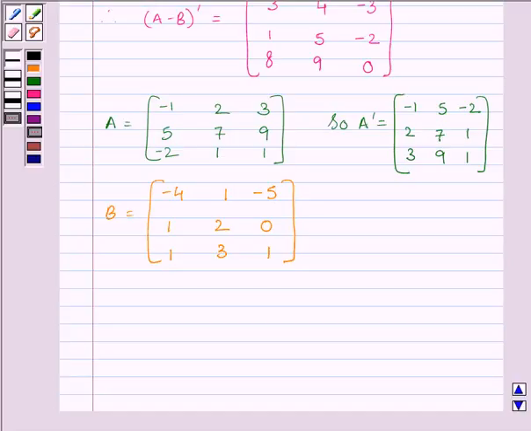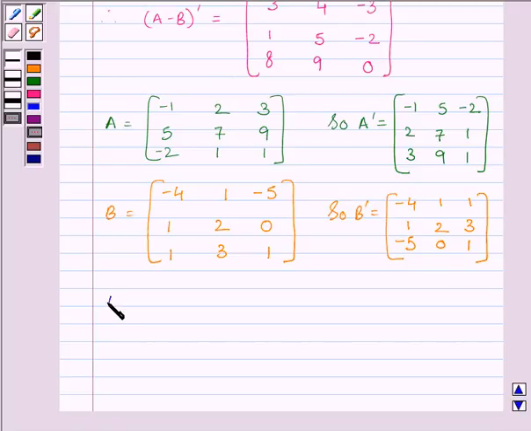Now B is equal to the matrix [-4, 1, -5; 1, 2, 0; 1, 3, 1]. So B transpose is obtained as follows. Here, the first row of B has changed into the first column of B transpose, the second row of B has changed into the second column of B transpose, and the third row of B has changed into the third column of B transpose. So B transpose is equal to the matrix [-4, 1, 1; 1, 2, 3; -5, 0, 1].